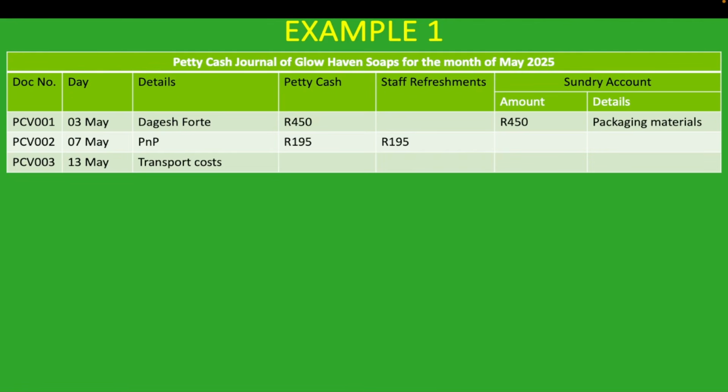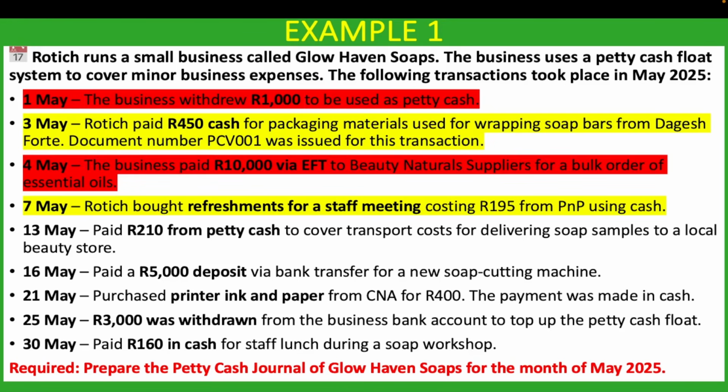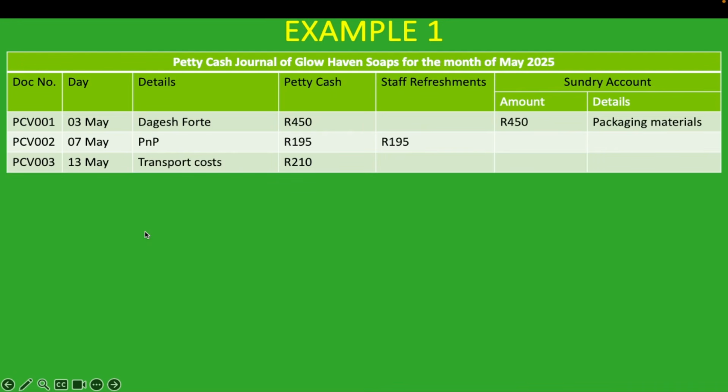And then under petty cash, you're going to put the amount. How much was it? 210 Rand, as you can see there. And since we don't have a column for transport costs or travel expenses, we are going to put it under sundry account, which you already know. So we're going to put the amount as 210 Rand, and the account there or the details is going to be travel expenses or transport costs. And so you can see under details I put transport costs, and here I put travel expenses.